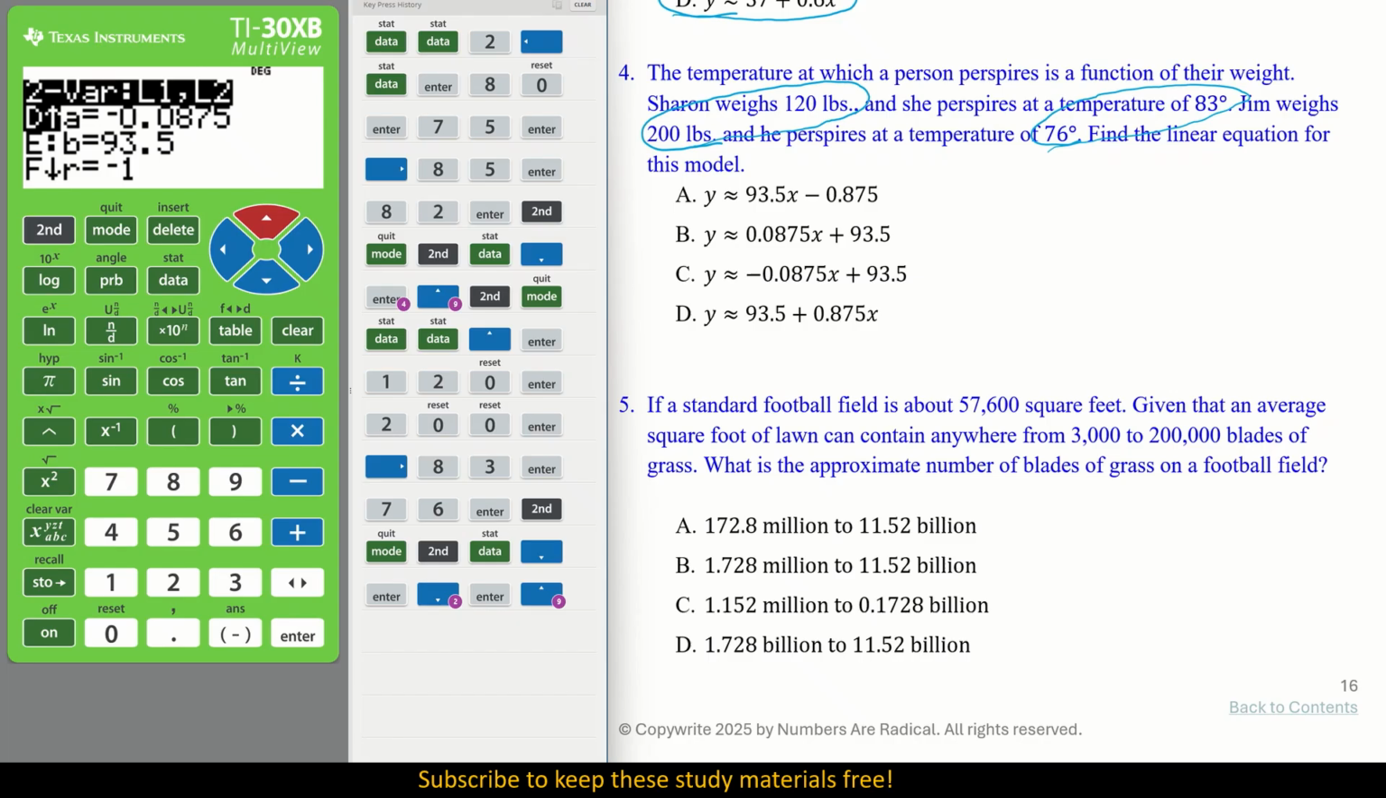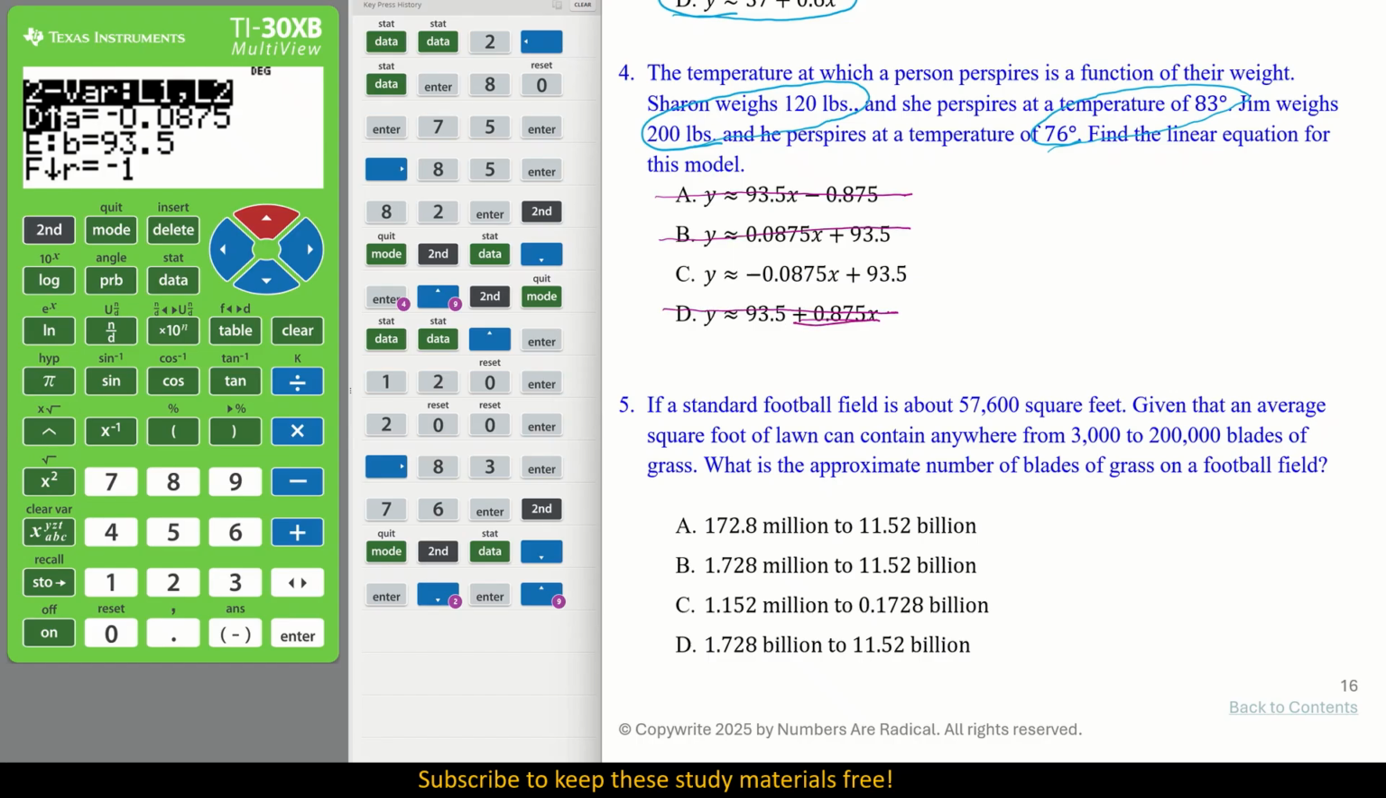At least it's a terminating value, but it's negative. So make sure that your slope in front of your x is a negative value. Well, that eliminates A, and that eliminates B. And look here, that eliminates D. So I have C left. Let's double check my B value. 93.5. Absolutely. So option C is what we're looking for.